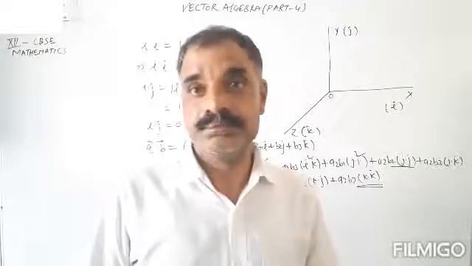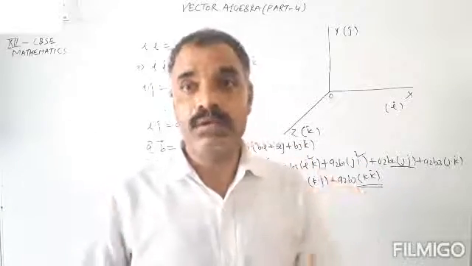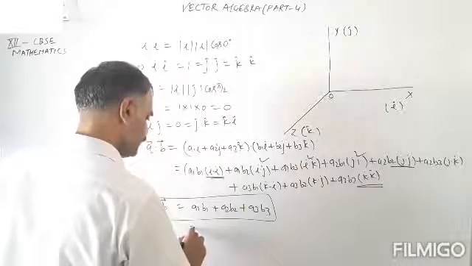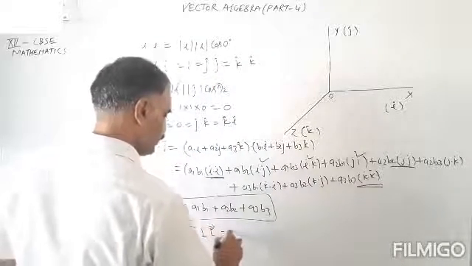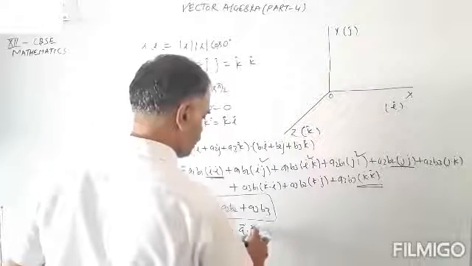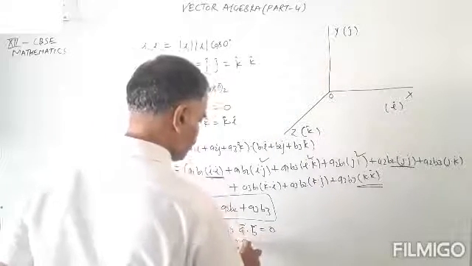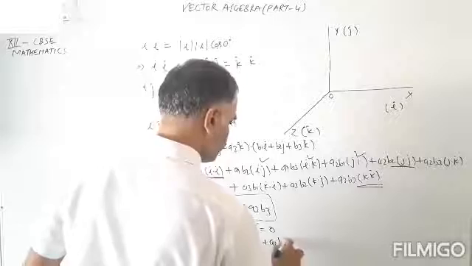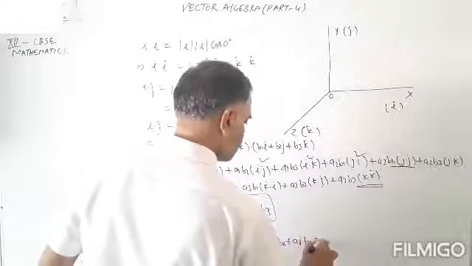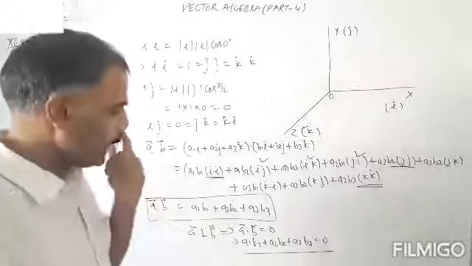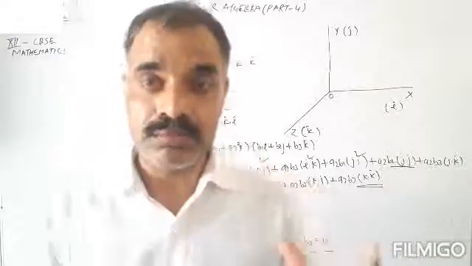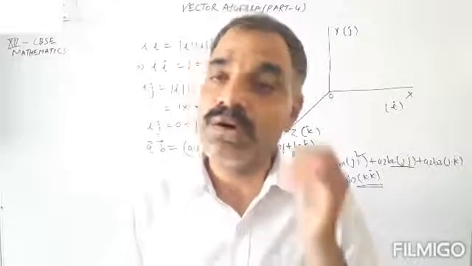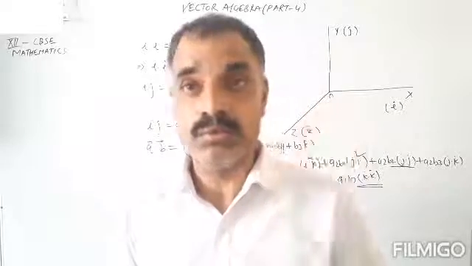Since perpendicularity of two vectors says that a vector is perpendicular to b vector, it implies that a vector dot b vector equals 0, which implies that a1 b1 plus a2 b2 plus a3 b3 equals 0. This means the sum of the products of corresponding terms equals 0. This is the condition of perpendicularity of two vectors.